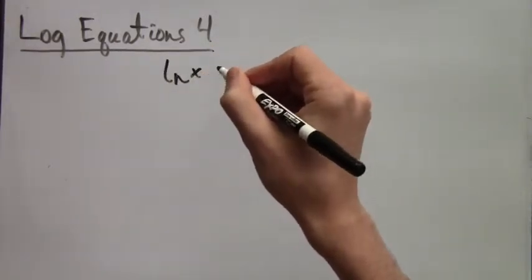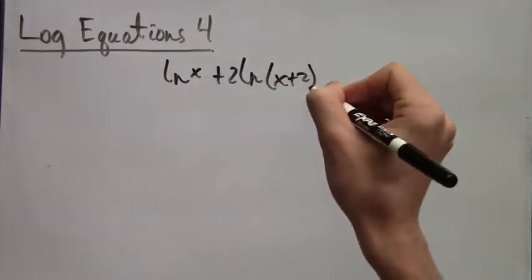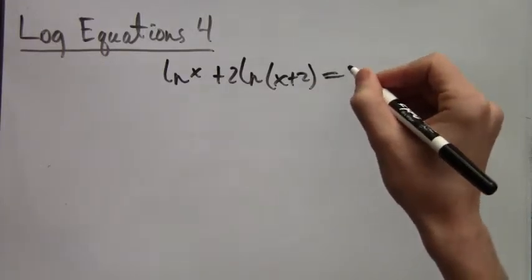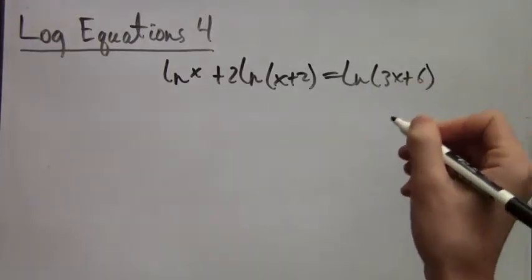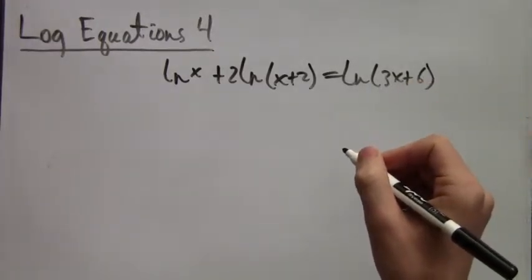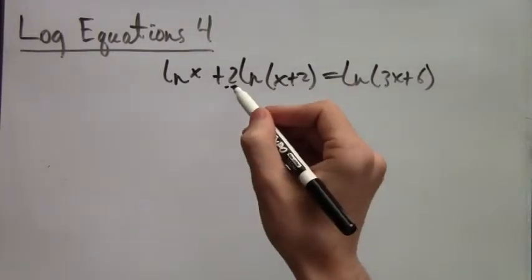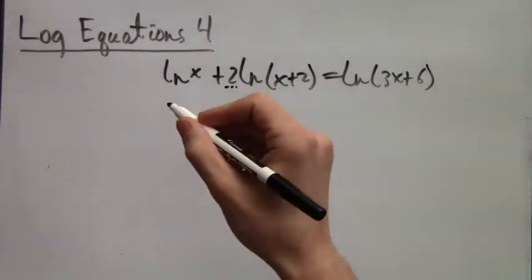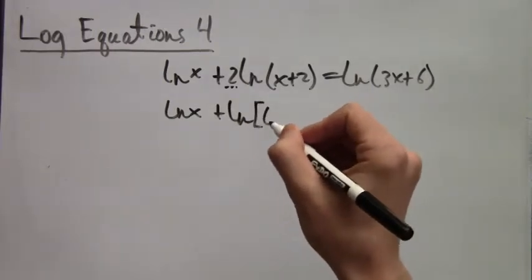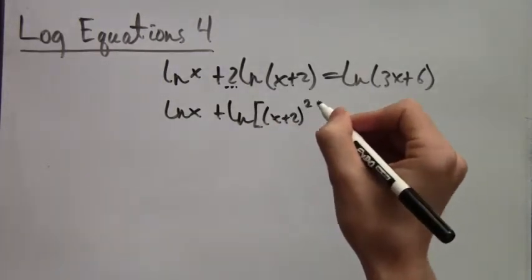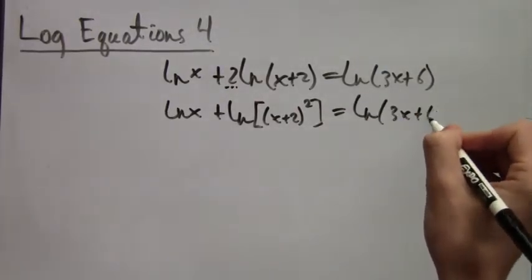Here's the example. Natural log of x plus 2 natural log of x plus 2 equals natural log of 3x plus 6. So the first step, as usual, is that we want to make it so that there's only one logarithm on each side of the equation. First, the problem is we have a 2 ln of x plus 2. We fix this by making it the natural log of x plus 2 squared, which is allowed. It's one of the properties of logs. And this whole expression is equal to ln of 3x plus 6.